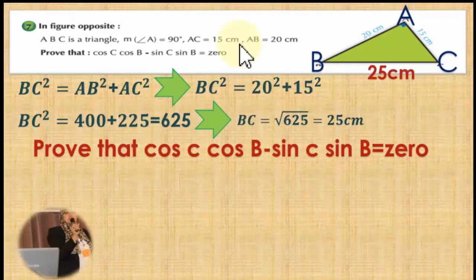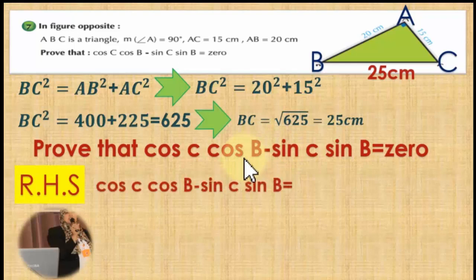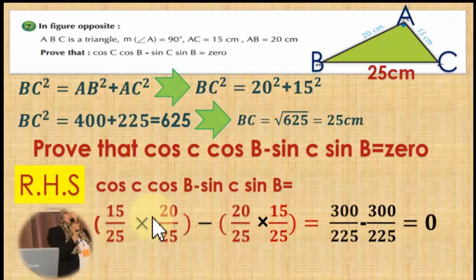What about cosine B? Cosine B equals the adjacent of B over the hypotenuse, which is 20 over 25. So when we start with the right-hand side, we multiply cosine C by cosine B, then subtract the product of sine C and sine B. 15 over 25 times 20 over 25, which is cosine C cosine B, minus sine C. Sine C equals the opposite of C over the hypotenuse, 20 over 25. What about sine B? The opposite of B over the hypotenuse, 15 over 25.